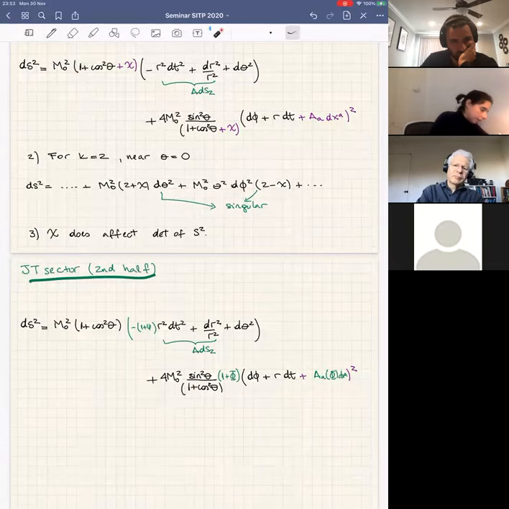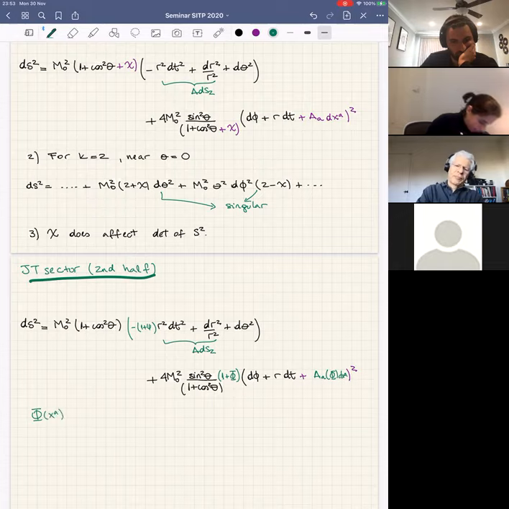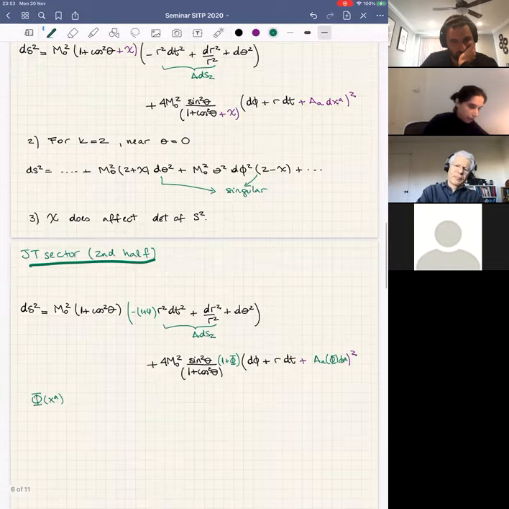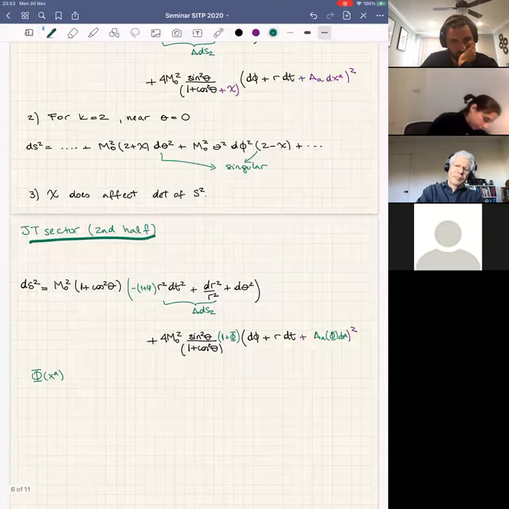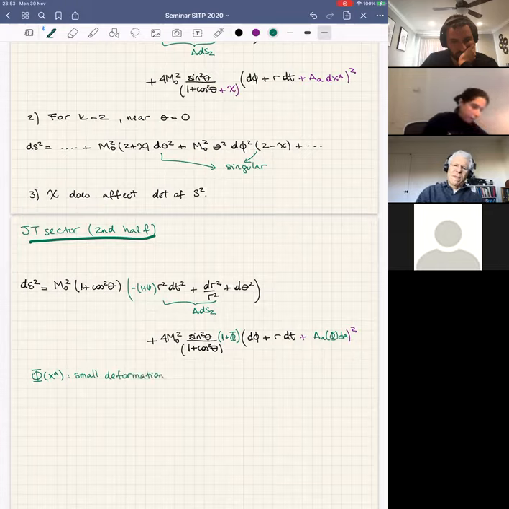And here, this capital phi of phi, you can guess I'm using the notation, it looks like the JT field. It's also something that only depends on the RT components, and it's like some small deformation. I'm introducing it in a way that it looks like I'm deforming the size of the S2.